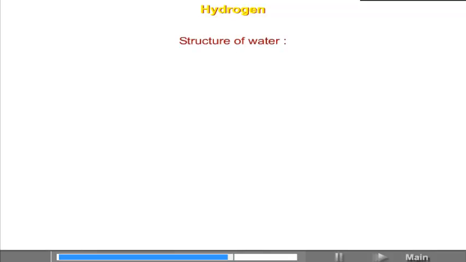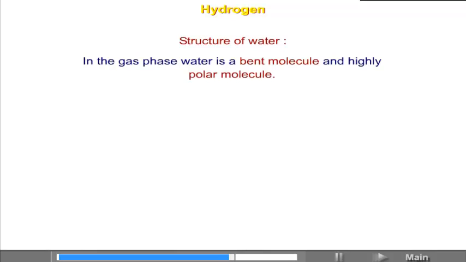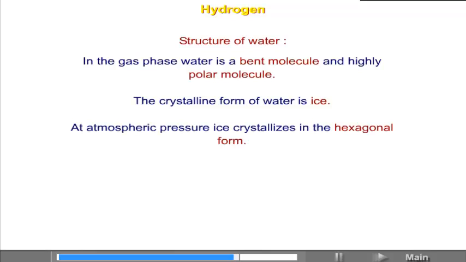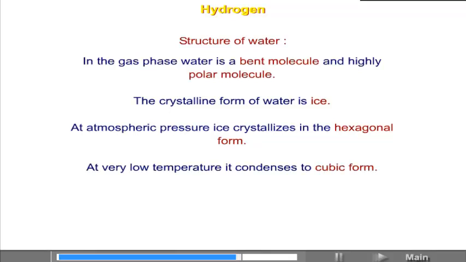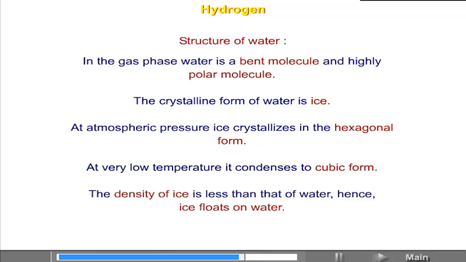Structure of water. In the gas phase, water is a bent molecule and highly polar molecule. The crystalline form of water, that is ice, at atmospheric pressure, ice crystallizes in the hexagonal form. At very low temperature, it condenses to cubic form. The density of ice is less than that of water. Hence, ice floats on water.